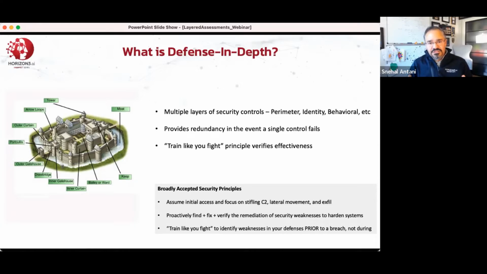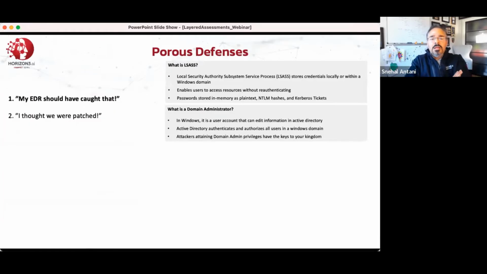So with that as a general understanding of defense in depth, I'm going to talk about a couple of examples of porous defense. The first, the punchline here is, hey, my endpoint detection and response product should have caught that. And some background here on a critical enabler for this particular attack is this capability called LSASS. It's your Local Security Authority Subsystem Service.